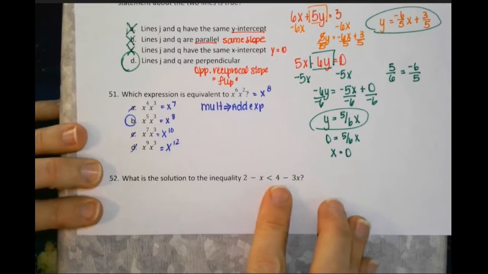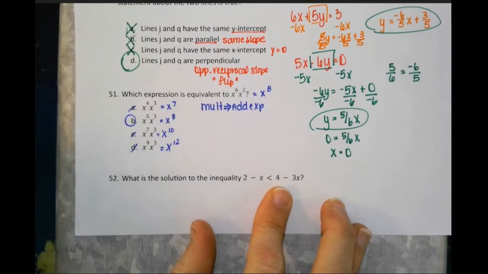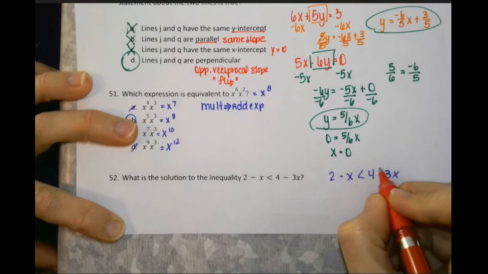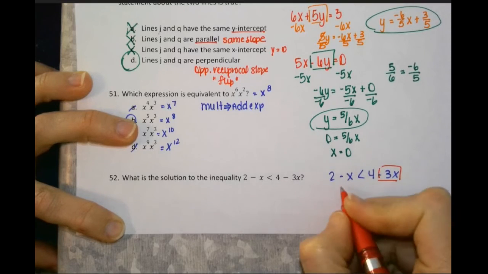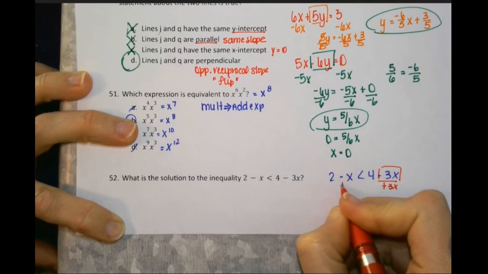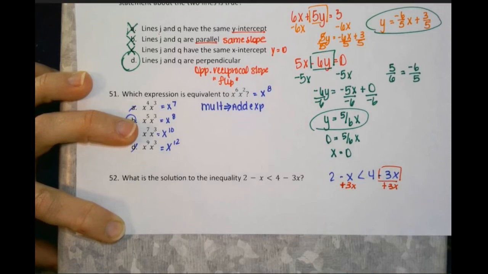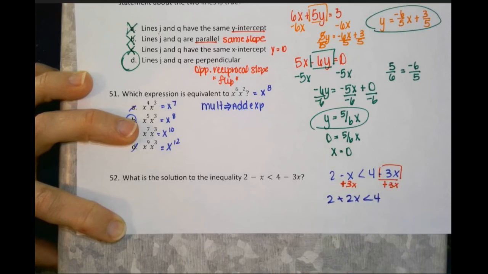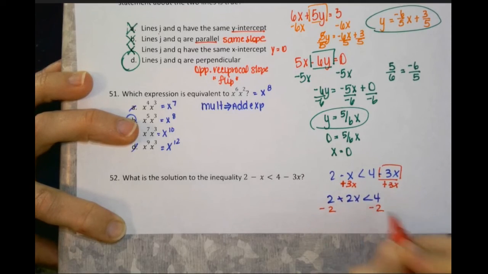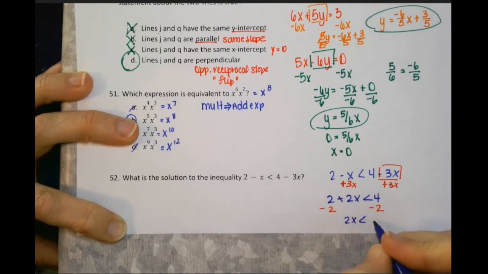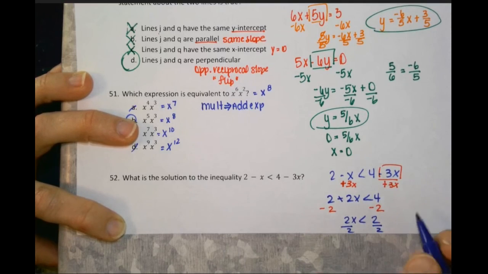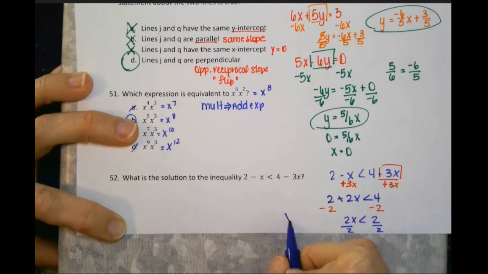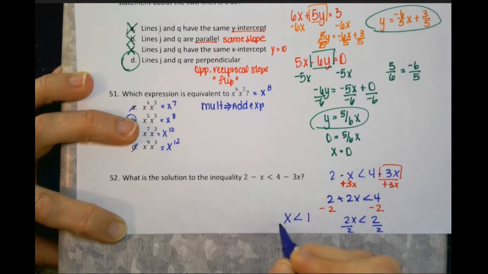Last but not least, pause it. Go try it. No calculator. Don't cheat. I'm going to move my big x to try to make it positive. So I'm going to add 3x. Add 3x. And that's going to give me 2 plus 2x is less than 4. I'm going to subtract 2. Subtract 2. 2x is less than a positive 2. If I have 4 and I spent 2, I have a positive 2. Divide by 2 because it's the inverse of multiplication. That is a positive, so we're good to go. So x is less than 1.